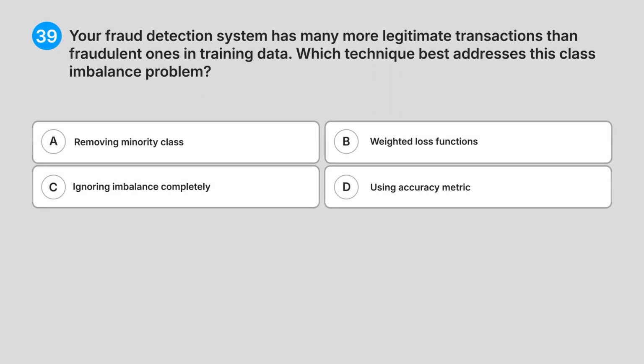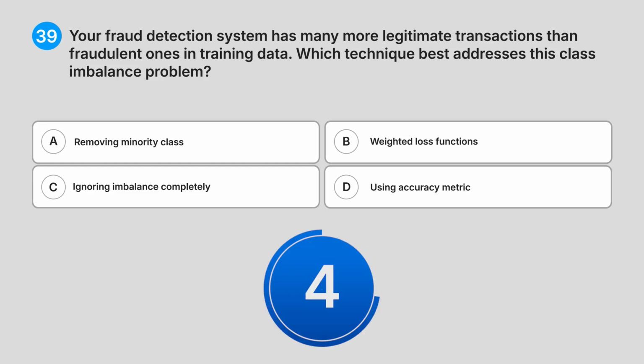39. Your fraud detection system has many more legitimate transactions than fraudulent ones in training data. Which technique best addresses this class imbalance problem? A. Removing minority class. B. Weighted loss functions. C. Ignoring imbalance completely. D. Using accuracy metric. Can you guess the answer?